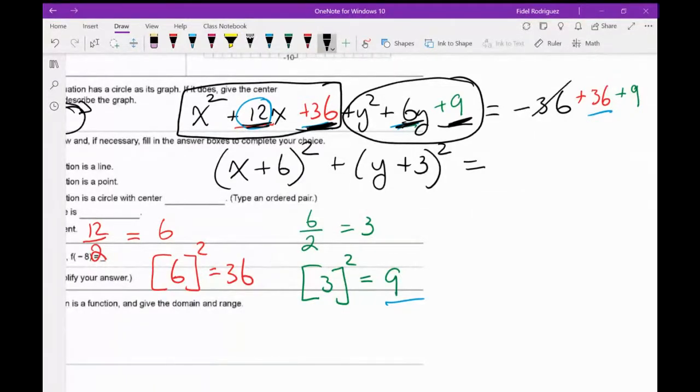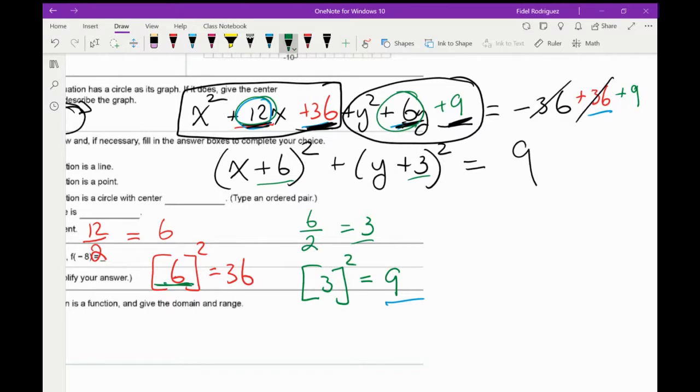Equals, now this negative 36 and that positive 36 are going to cancel out, and that's going to leave me with a plus 9. So before I go on, the one thing I want to mention, guys, remember when we took the number 12 and we divided it by 2? When we divided it by 2, do you remember what number we got? We got 6, right? That's the same number that's going to go right there. Same thing over here. We took the number in front of the y and we divided it by 2. And if you remember, we got the number 3, and that's going to be that number right there. It's always going to work that way.